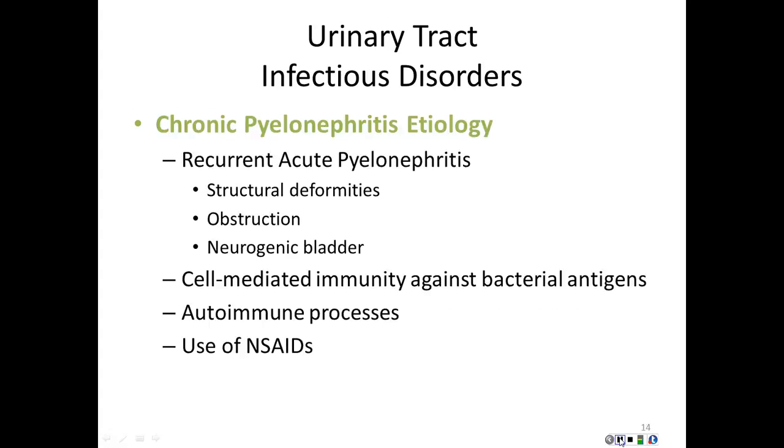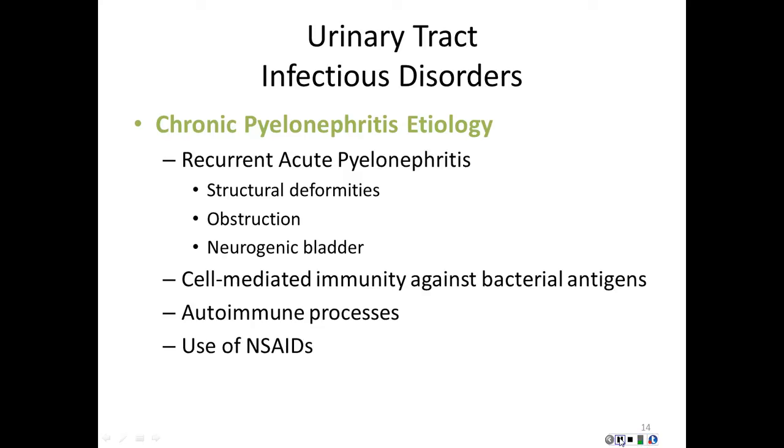Now, chronic pyelonephritis, basically when we have recurrent acute pyelonephritis. Because we're seeing these recurrent pyelonephritis, we need to try to look, are there structural deformities that are causing this? Is there some type of obstruction from stones? Or we see this a lot with our patients who have had spinal cord injuries and have a neurogenic bladder. We'll also look at our patients who have diabetes to make sure they don't have a problem with their bladder as well.